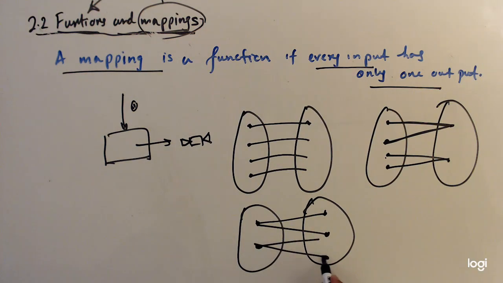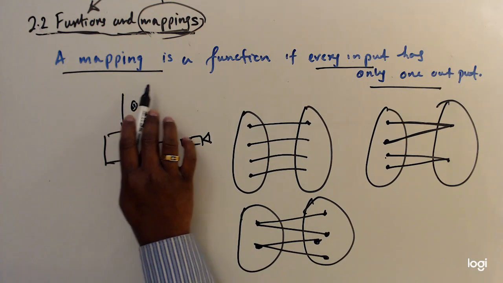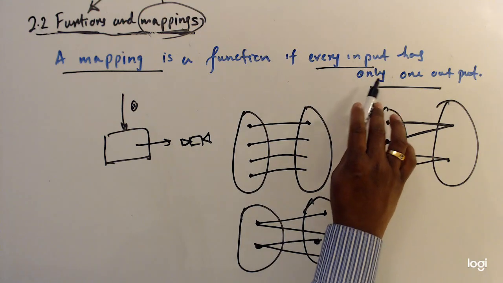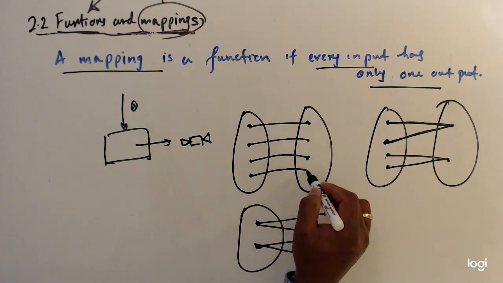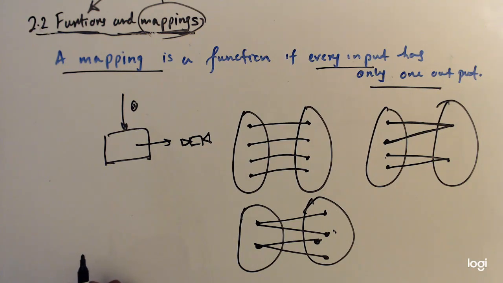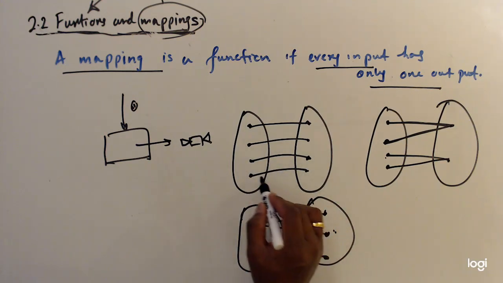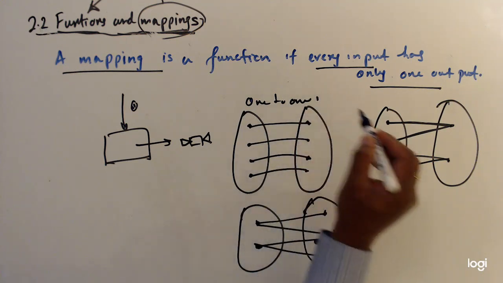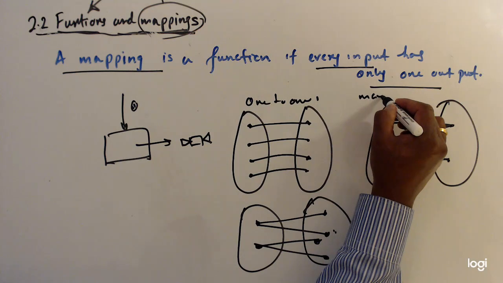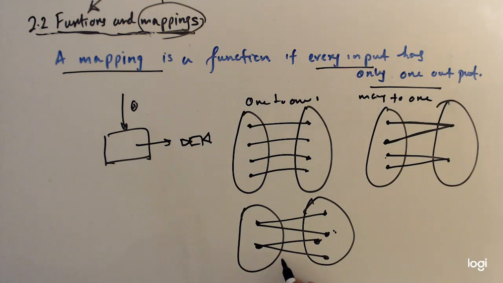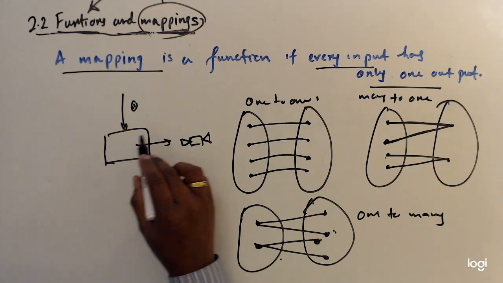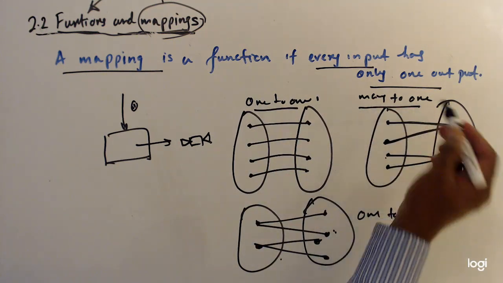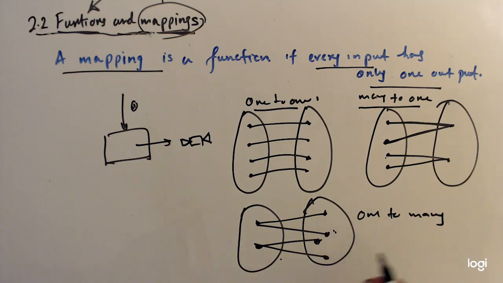One coin, two sweets. That doesn't work because the definition is a mapping is a function if every input has only one output. So in the third one, it violates this rule. We discussed this thoroughly in the year one section. This is called one-to-one, this is called many-to-one, and this is one-to-many. So according to this definition, one-to-one and many-to-one are functions, and one-to-many is not a function.